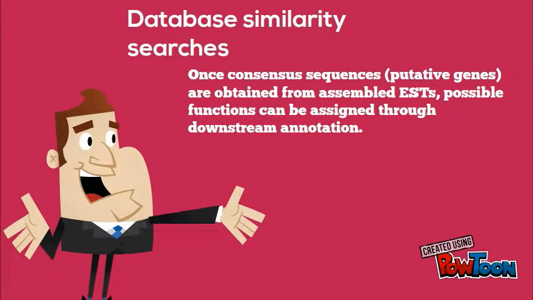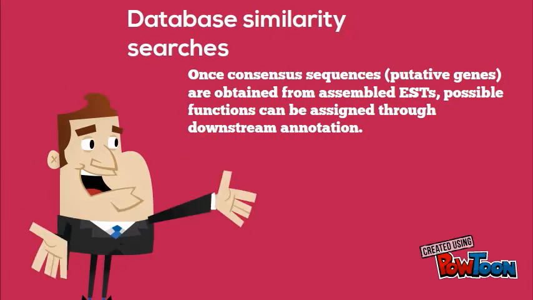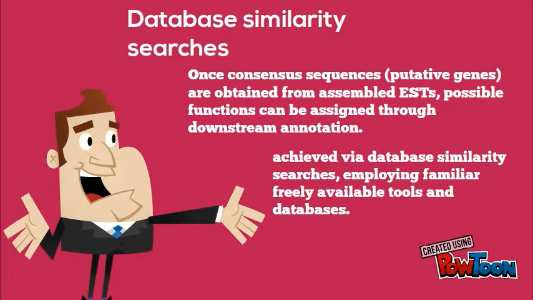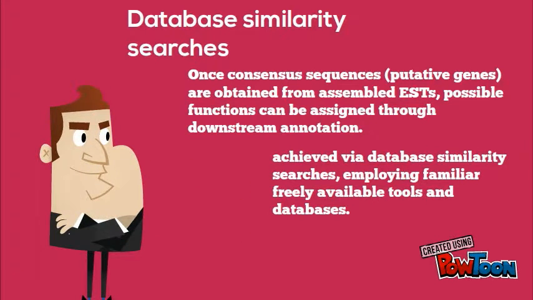Once consensus sequences, or putative genes, are obtained from assembled ESTs, possible functions can be assigned through downstream annotation, achieved via database similarity searches, employing familiar, freely available tools and databases.